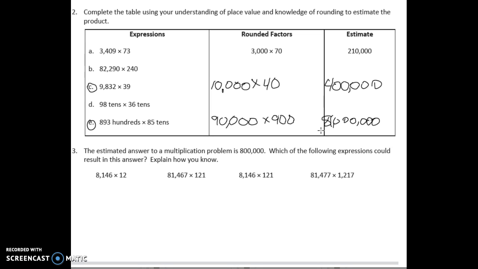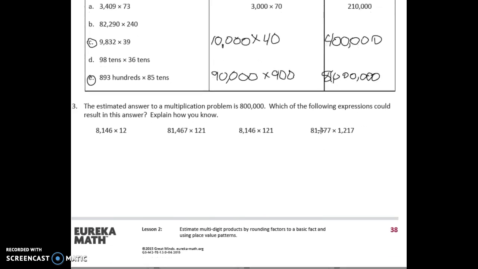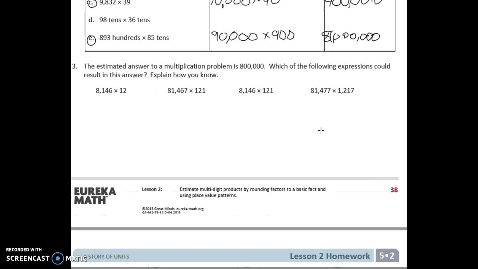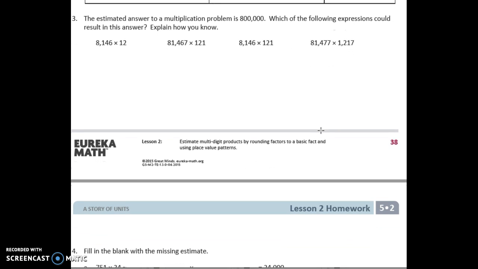So I'm checking to make sure I got that one right. So that one's question 2E, and we got it right. So we're thinking about 900 hundreds. So that's how you end up with 90,000. This one right here is kind of complicated. It says the estimated answer to a multiplication problem is 800,000. So which of these following expressions could get you that answer?